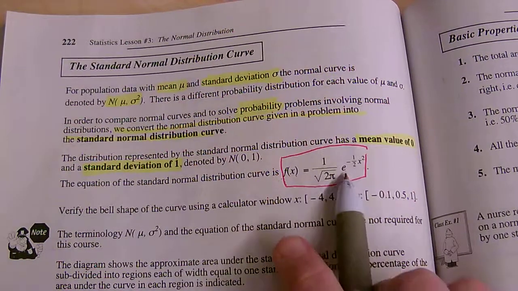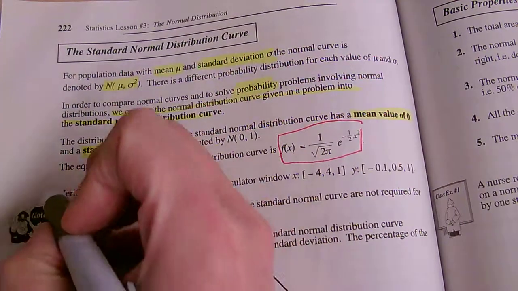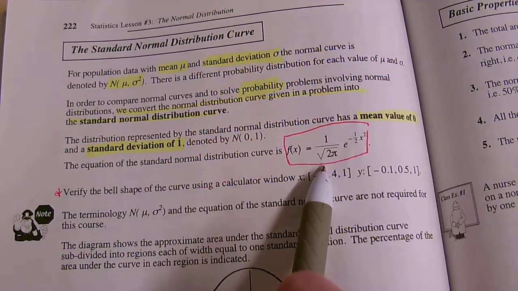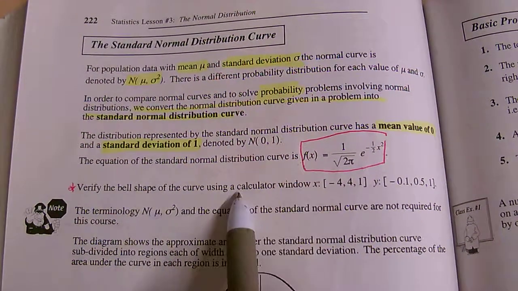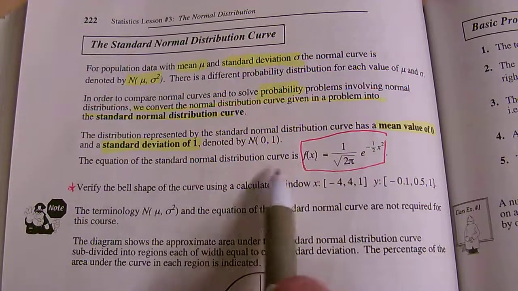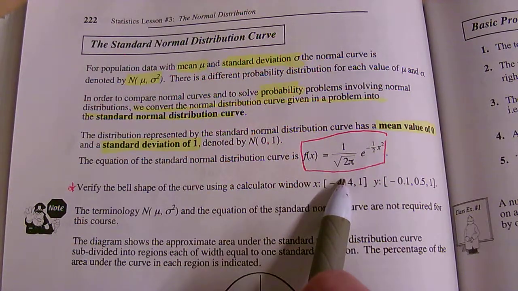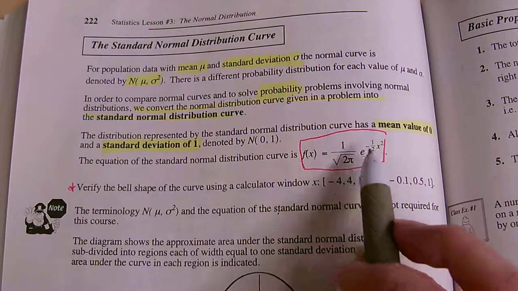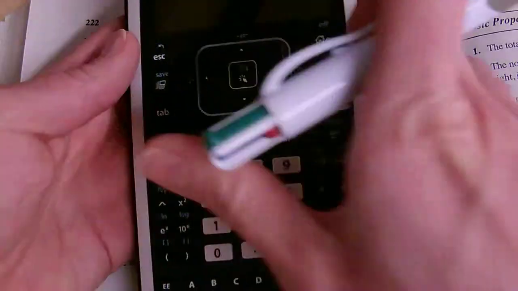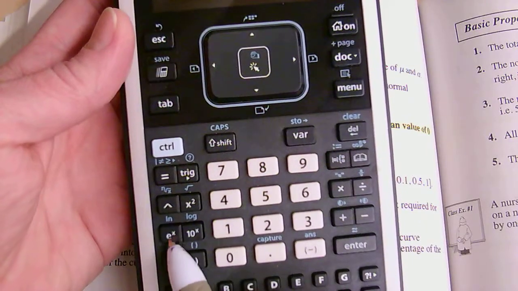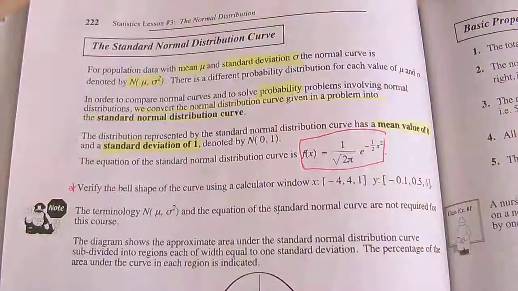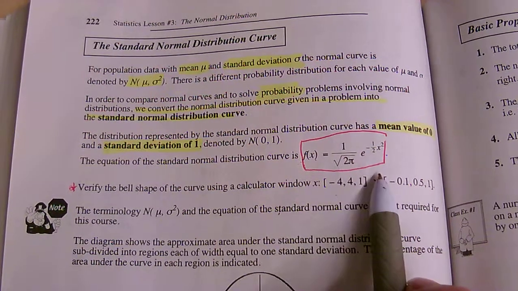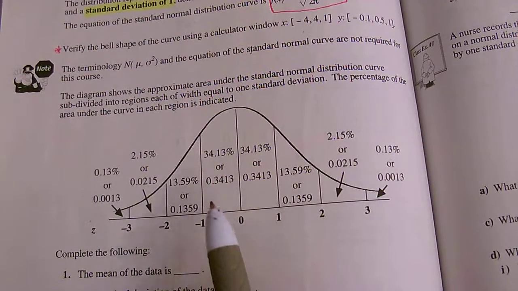So if you put this into your graphing calculator, you would get the standard deviation. For now though, just because I'm not there, E is a special button on your graphing calculator. I can show you. It's this one right here. But for now, just go ahead and trust me that if you were to put this into your graphing calculator, you would get this shape.